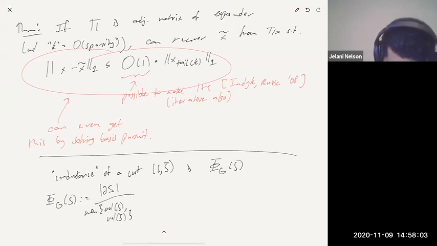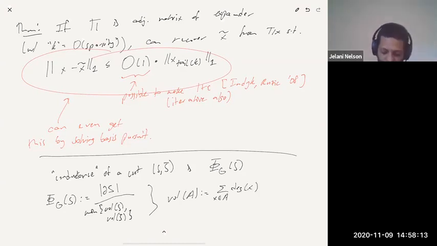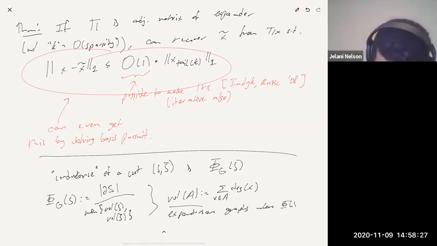So what does this mean? The volume of a set is just defined to be the sum over x in A of the degree of x. So expanders are graphs where phi of S is large for all small S.